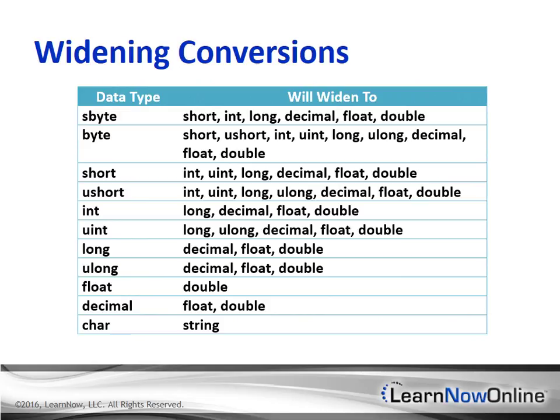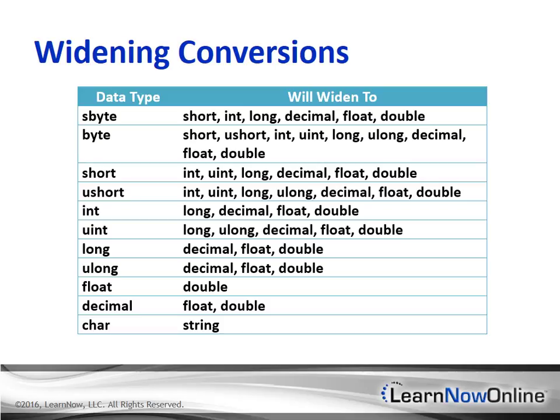This is a table of most of the widening conversions in C#. So again, with widening conversions, when you're converting from the data type in the left column to one of the data types in the right column, then C# doesn't require that you explicitly write code. You don't have to explicitly do a conversion. Instead, the compiler will convert the data type for you. And you saw that in that previous example.